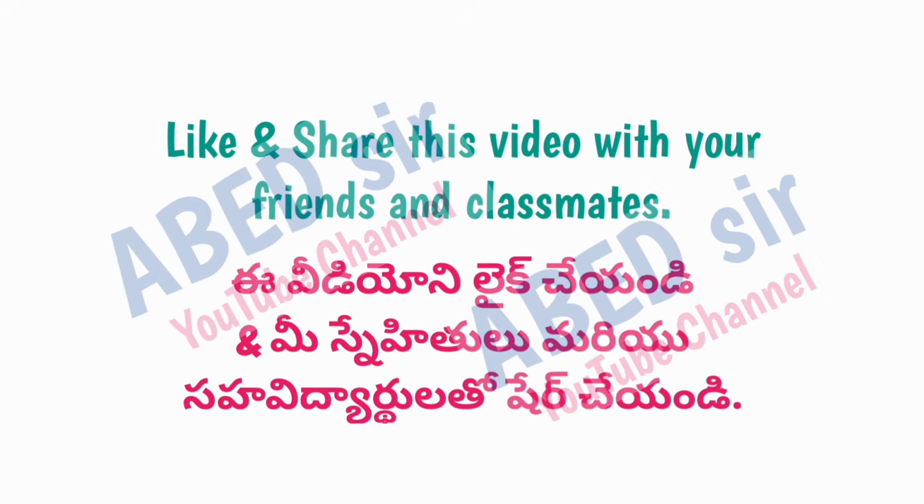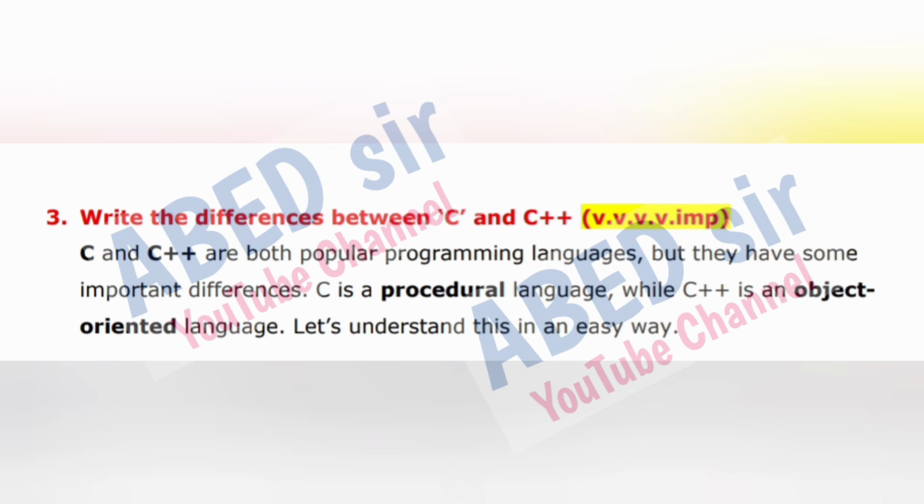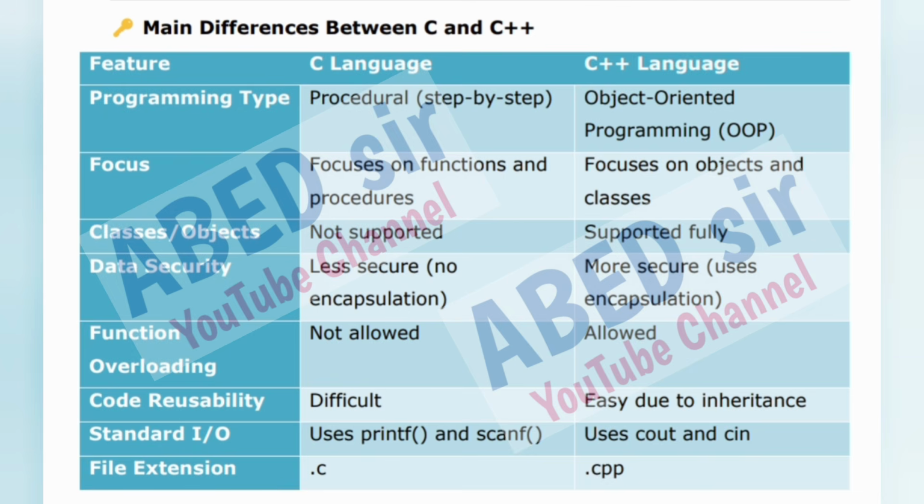Next important long question is 3. Write the differences between C and C++. C and C++ are both popular programming languages, but they have some important differences. C is a procedural language, while C++ is an object-oriented language. Let's understand this in an easy way. Main differences between C and C++.